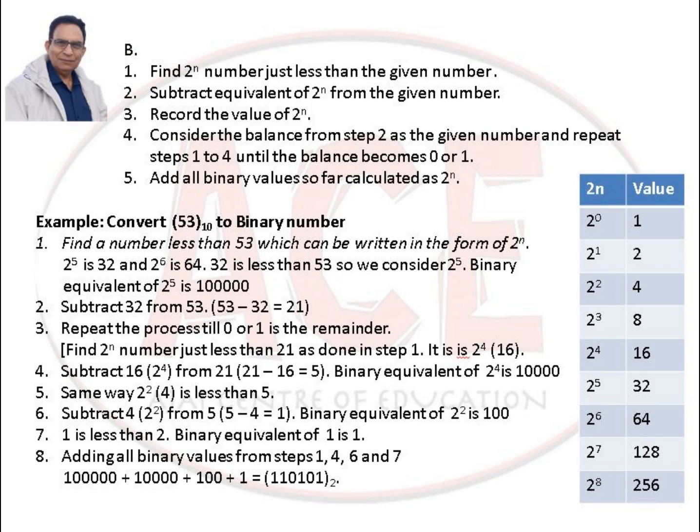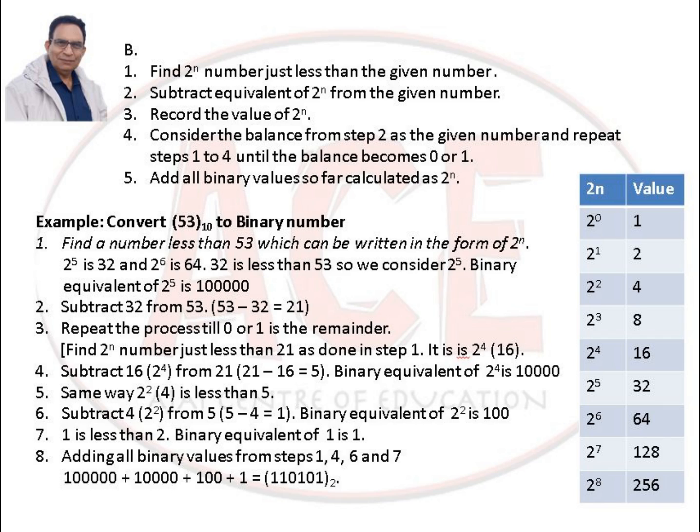Another method to convert decimal to binary. Find 2 raised to the power n number just less than the given number. Subtract equivalent of 2 raised to the power n from the given number. Record the value of 2 raised to the power n. Consider the balance from step 2 as the given number and repeat step 1 to 4 until the balance becomes 0 or 1. Add all binary values so far calculated as 2 raised to the power n.